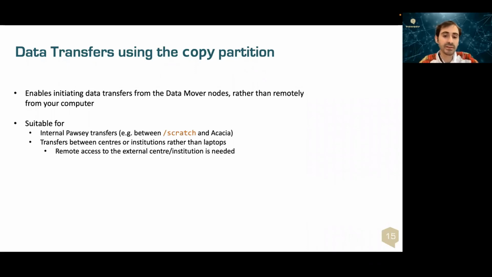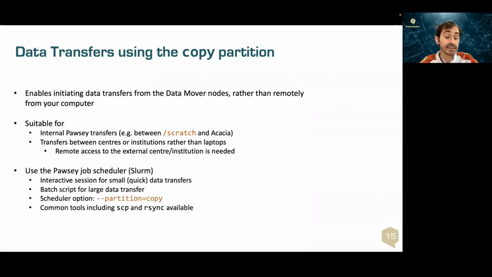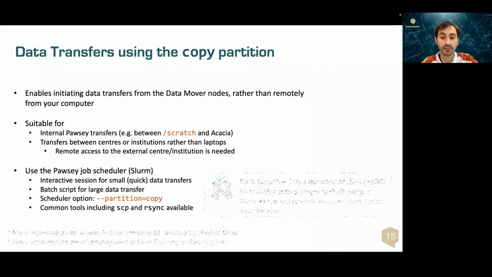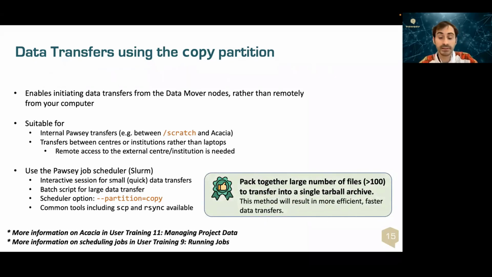And in that case, as I said, you would use the Pawsey job schedulers, which I'm going to cover extensively in future modules of this series. The key bit of information is using the copy partition, so copy as in copy data. That's the one that would make use of the data mover nodes to perform the operations requested in the script. SCP and rsync are available on the data mover nodes to that end. Again, same best practice as I was saying before for local transfers: if you have a large number of files, pack them in a tar archive to make the transfer more efficient.